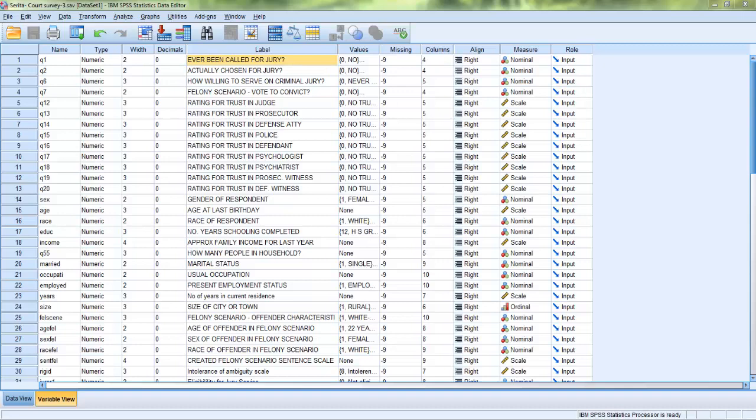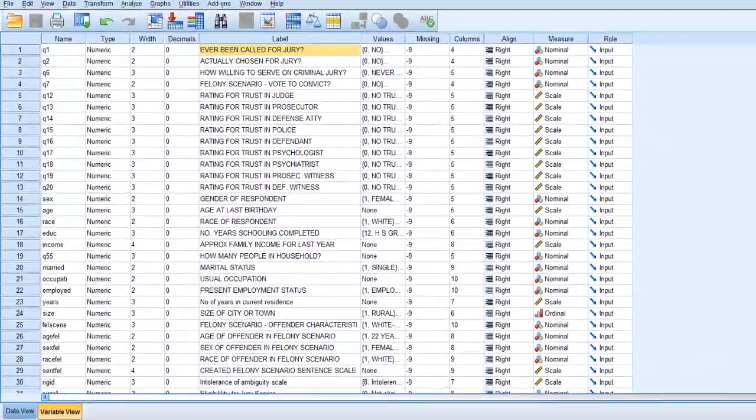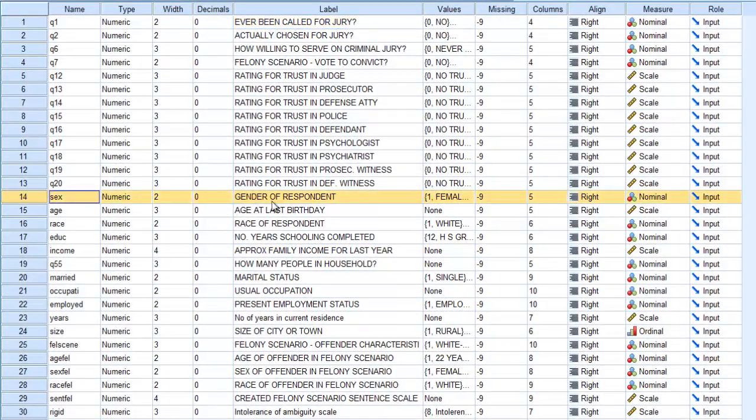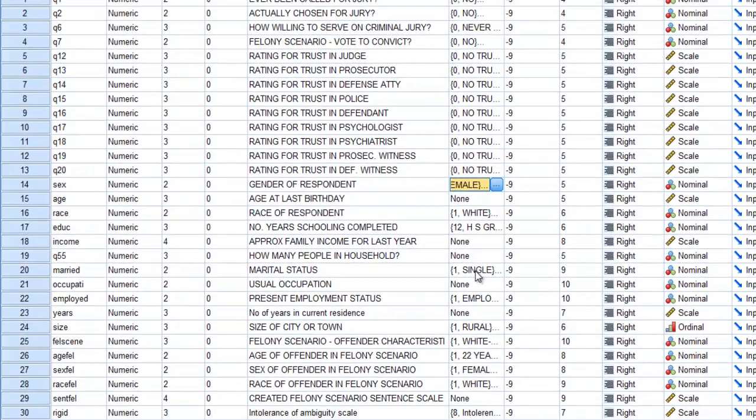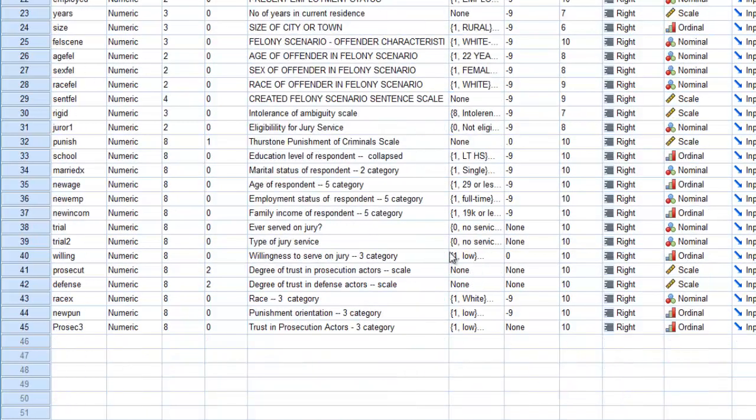And we can test this hypothesis with two variables we have in this data set. So the first variable is gender. Notice women or females are coded as 1 and males as 2. And then we have a variable towards the bottom here called punish. It's called the Thurstone punishment of criminal scale. Notice that there's no coding here, and that each variable stands for what it is.